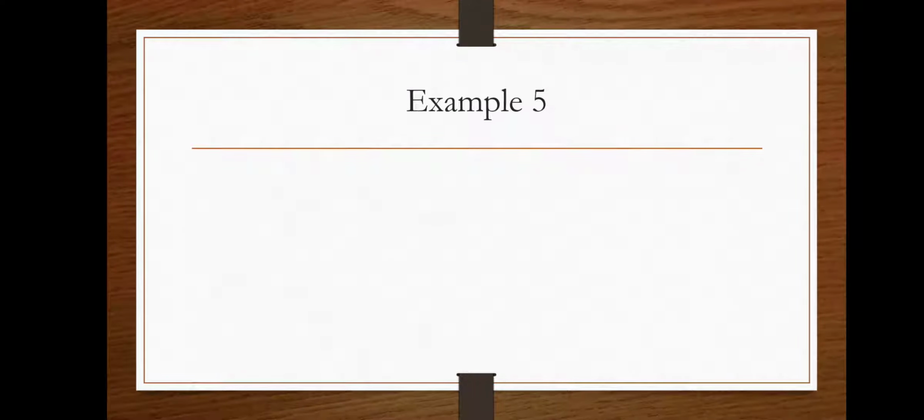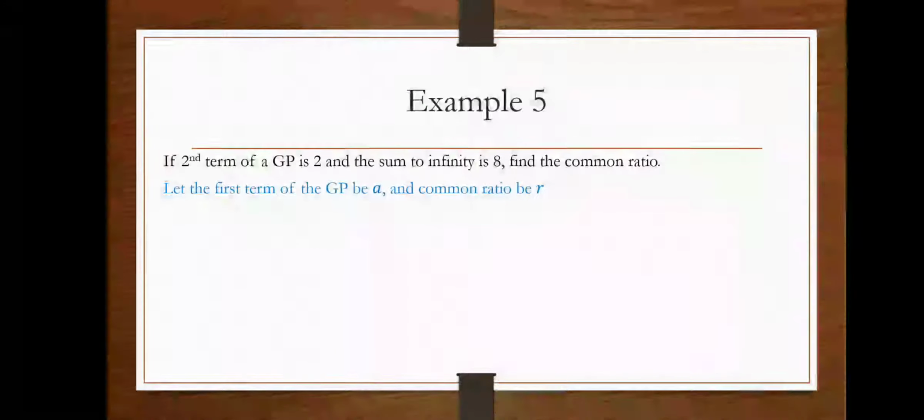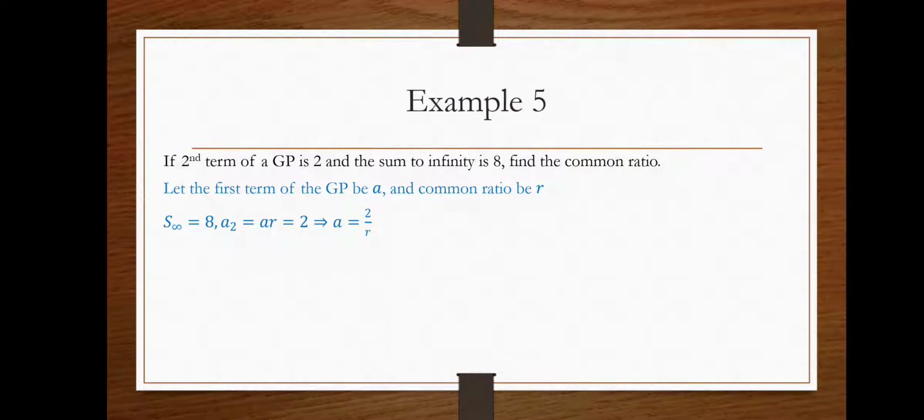Number 5. If second term of a GP is 2 and the sum to infinity is 8, find the common ratio. Second term of a GP, so what is second term? Second term is basically A2, or that is AR. So AR is given as 2, so from there I can write A equals 2 by R. I'm just finding this relation between A and R.